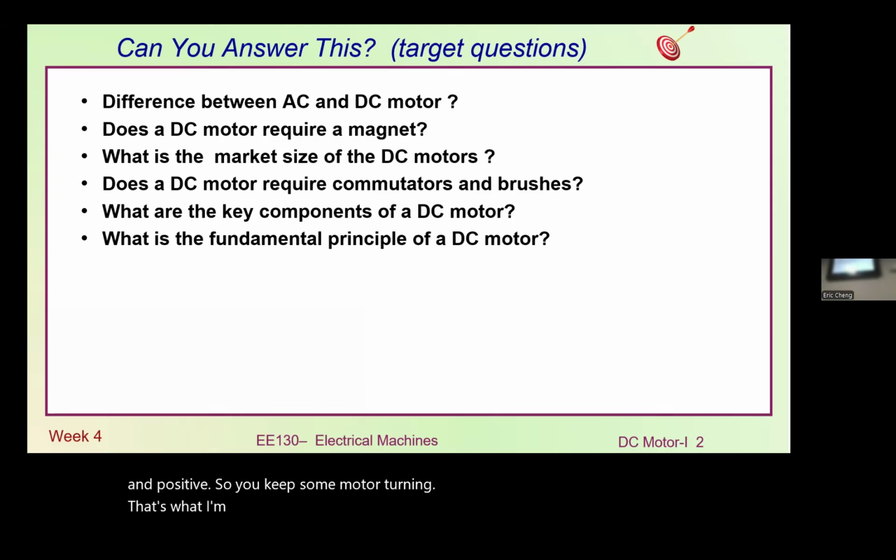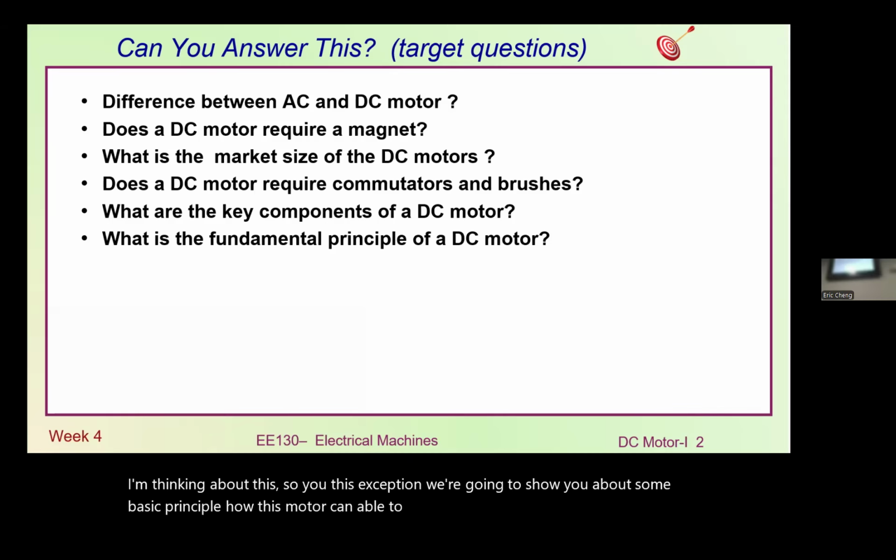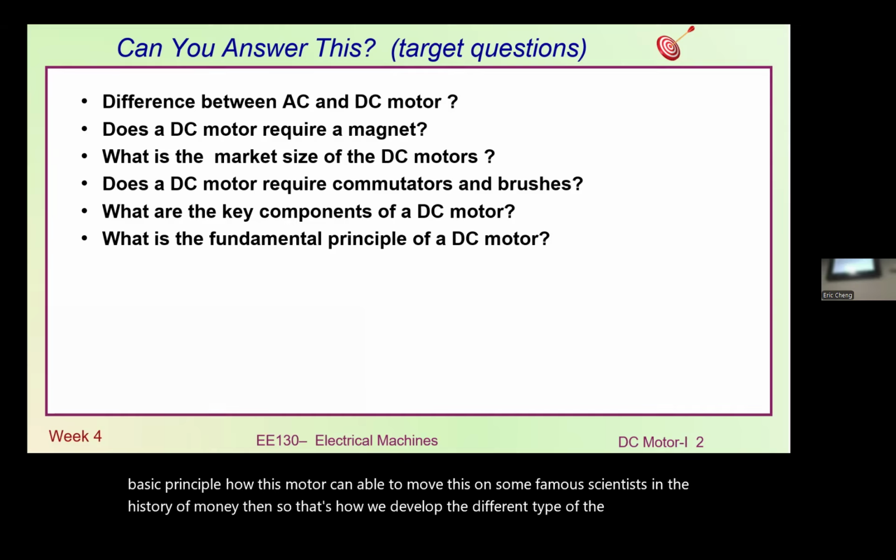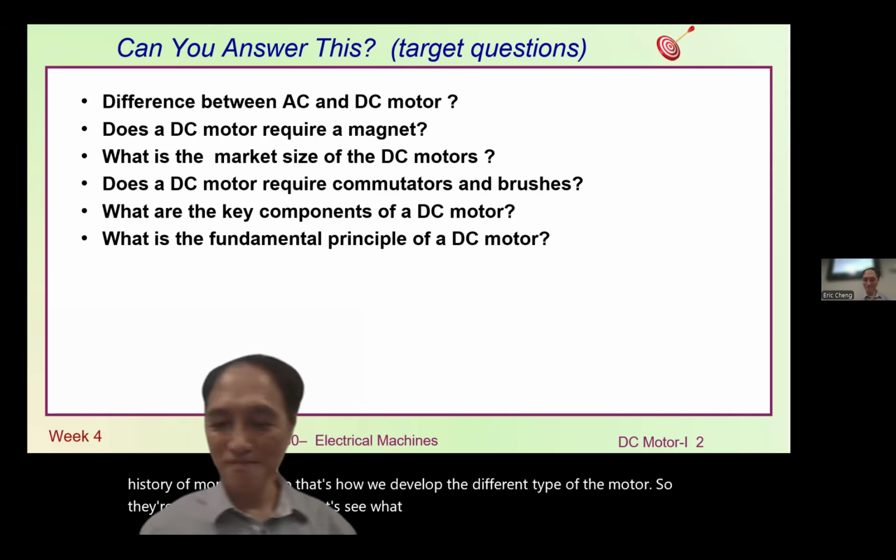In this section, we're going to show you some basic principles of how a DC motor is able to move. There are some famous scientists in history who showed us how they developed the different types of motors. They are all quite interesting. Let's see what it is then.